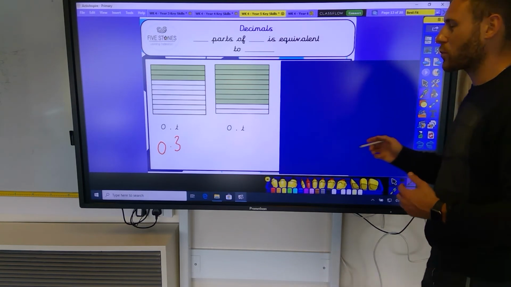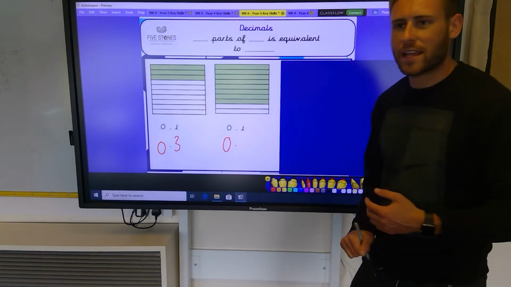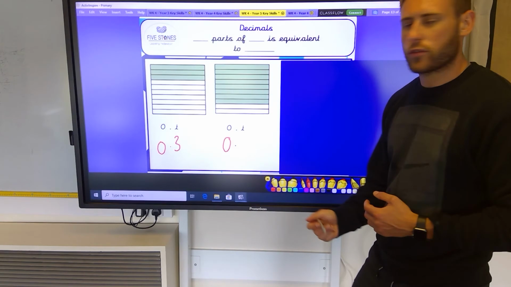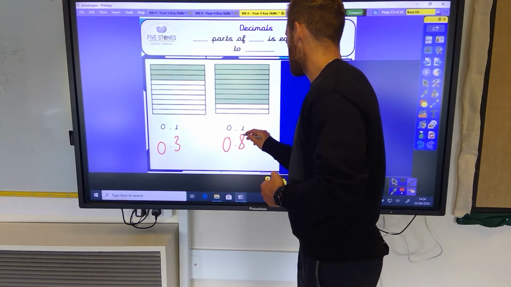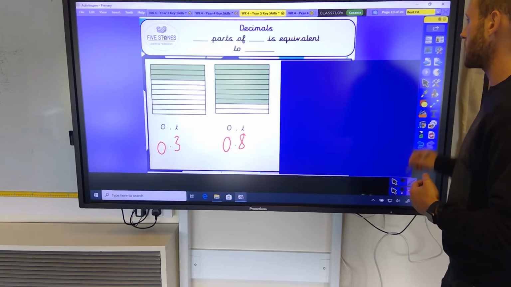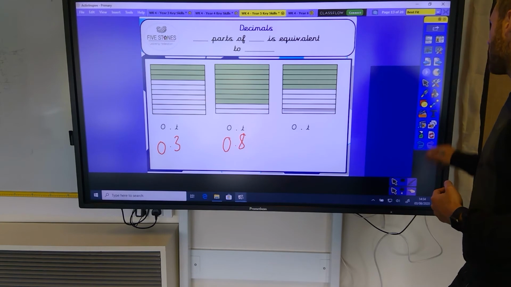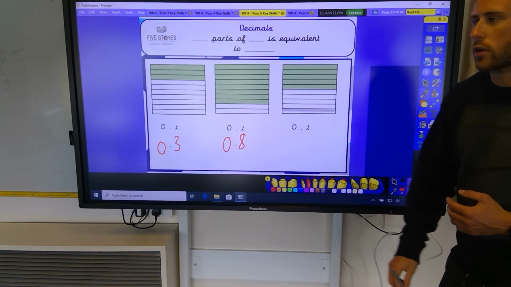Right, so what have we got? Can we see any wholes? No, so there's 0 ones. How many tenths can we see? There are 8 of those tenths coloured in. So we've got 0.8. Fantastic, that's how our decimal works. Great work, and finally we're moving over. Can you have a go at writing that one? Off you go.